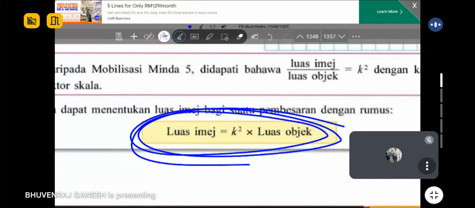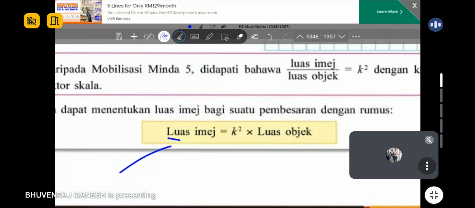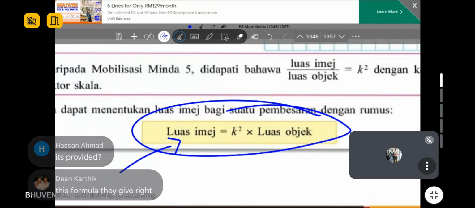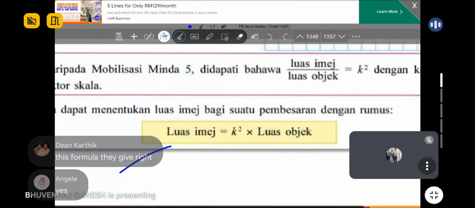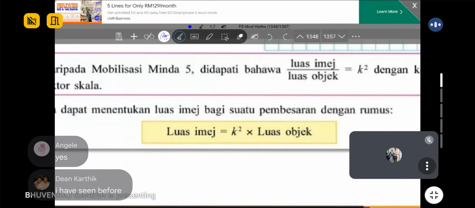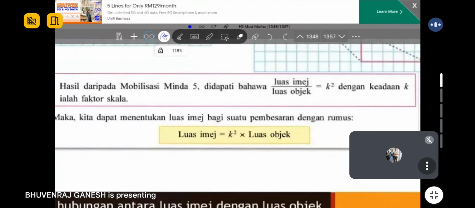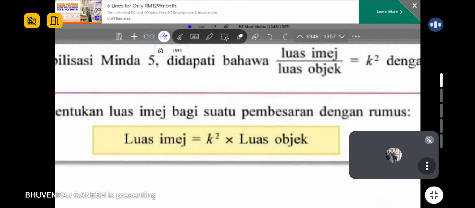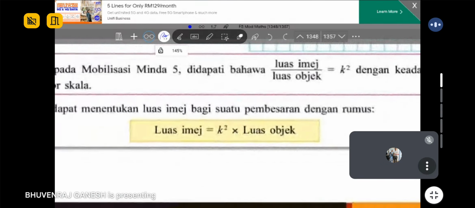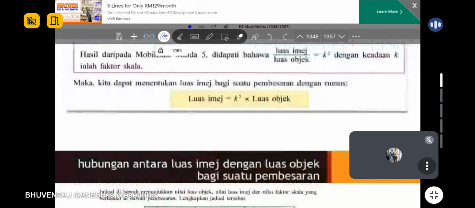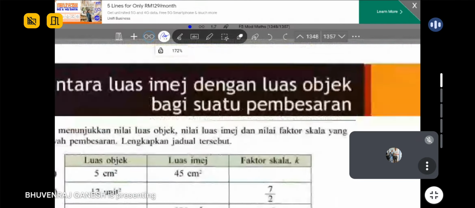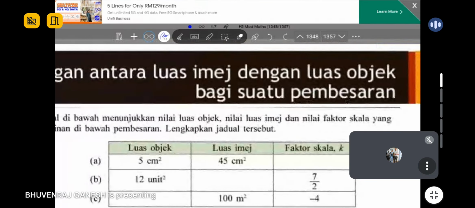So do you need to memorize this? Yes or no? Do I need to memorize this formula? It's given, so no need to memorize. Just look at the front. You will have this formula, but you must understand how to use it. So we can try a few questions. How to apply it?